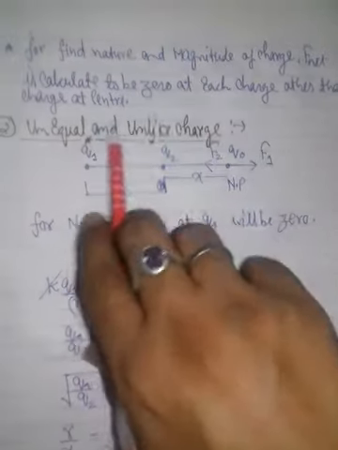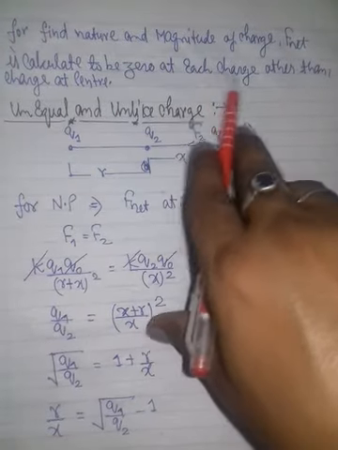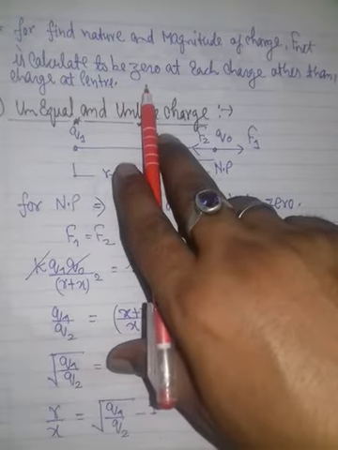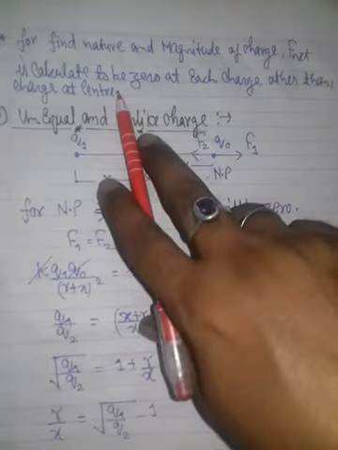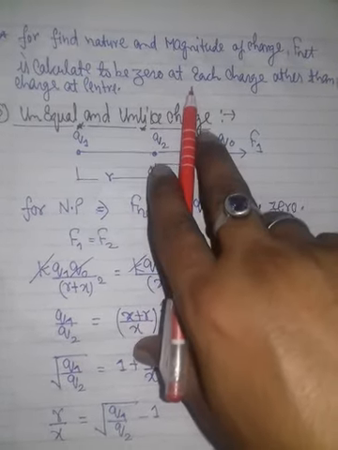For finding the nature and magnitude of a charge, the net force is calculated to be 0 at each charge other than the charge at the center. It means that the net force is equal to 0 on the other side, not in between the charges.